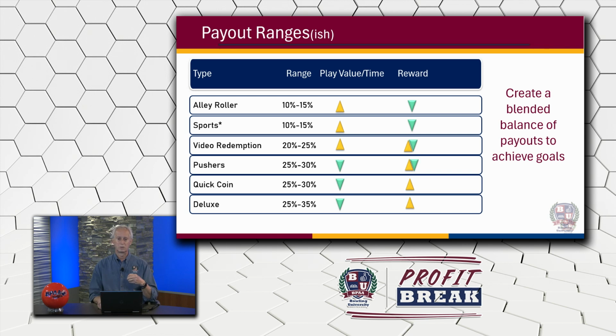So what you have to do, at the end of the day with your games, is create a blend, no different than food and beverage. You're going to create a blend of games that deliver the bottom line that you want as far as cost of goods, in this case payout percentage. There's a little bit of art and a little bit of science to the whole thing.